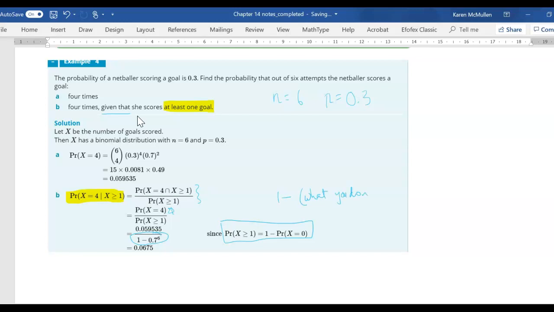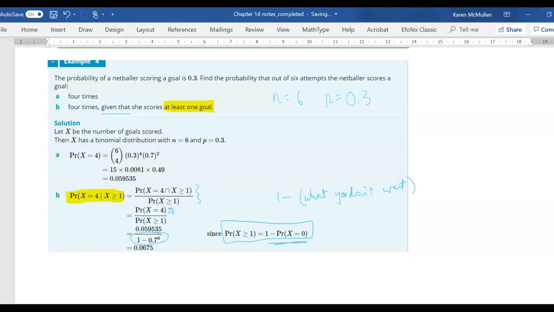What you don't want. All right. So in this case, we want x to be greater than or equal to 1, so at least one goal, but we don't want 0 goals. So you can see there 1 minus x equals 0.